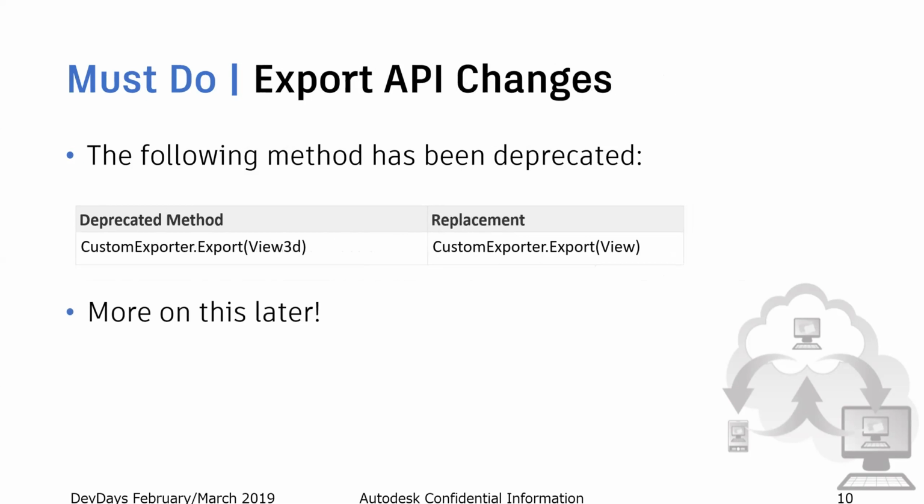We've also made some small changes in the export API. This is for custom export. If you're exporting 3D geometry directly using this exporter, we've now changed this function from supporting just 3D views to supporting 2D views as well, and I'll talk about that more later.